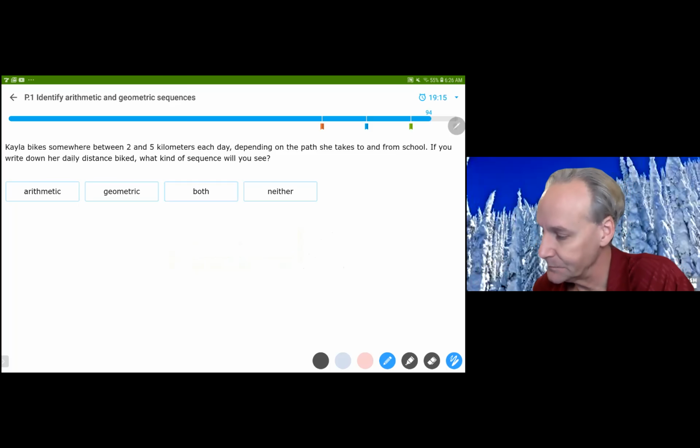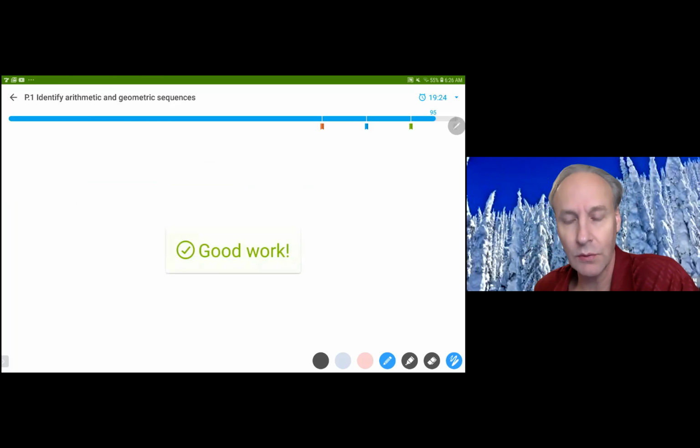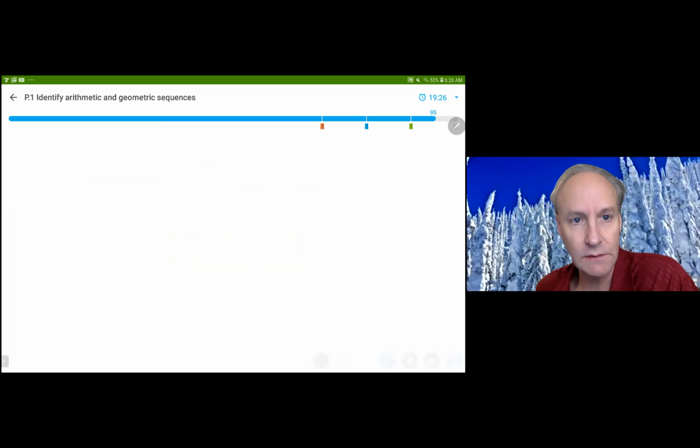Okay, between 2 and 5, we don't know what kind of sequence it's going to be, so it's going to be neither. If you don't know, then it's probably going to be neither.